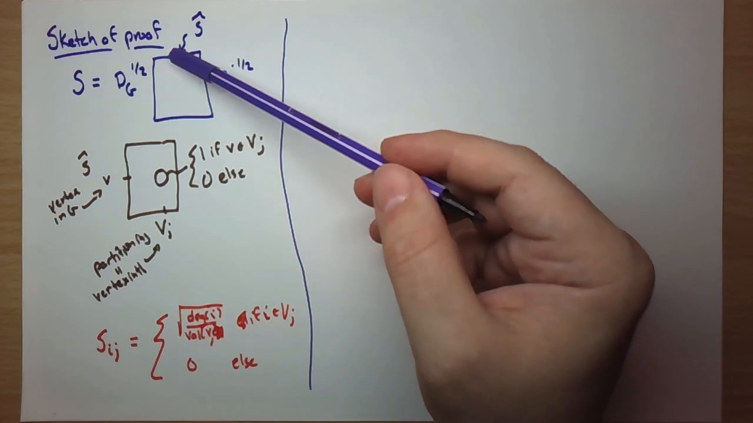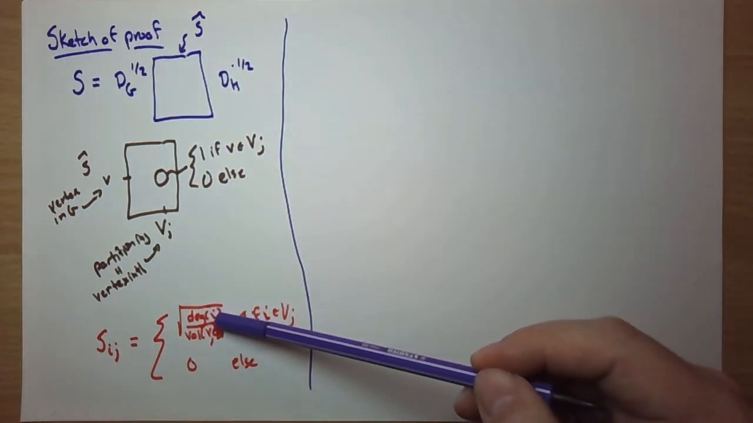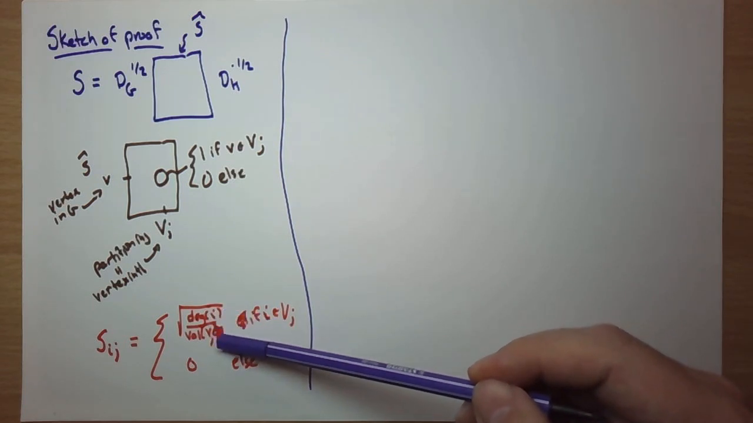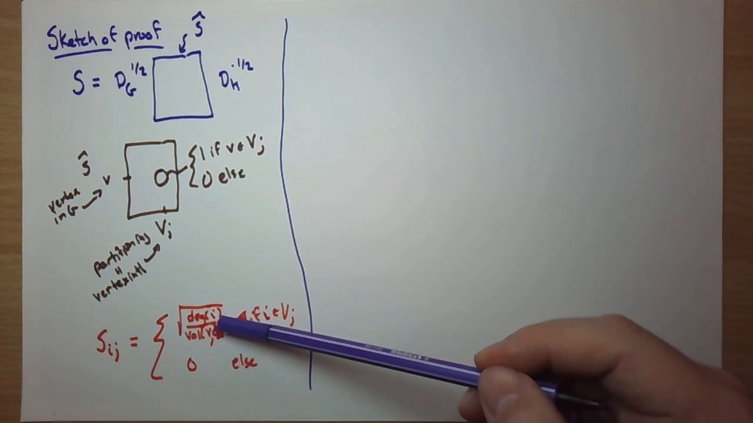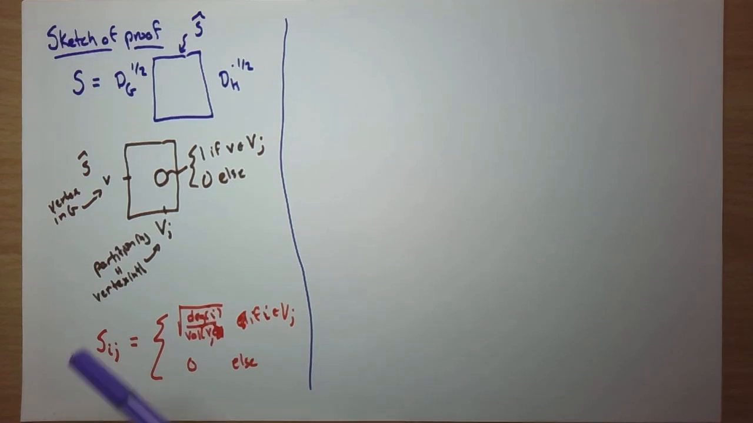Well, when you take a dot product of the column with itself, the square roots go away, so it's the degrees over the volume. And you sum up the degrees, but the sum of the degrees is the volume. And so we have a nice orthonormal collection of vectors. Okay, cool.